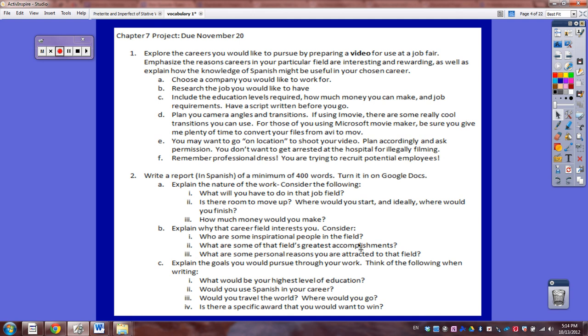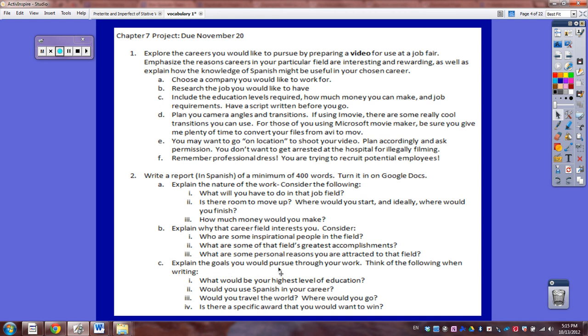Who are some inspirational people in that field? So I really want to be a garbage dude. Well, Jerome the garbage dude is my inspiration, so I'm going to go after him. Really famous. I want to be a president, so I'm going to really look up to Barack Obama. I want to be just like him. So how has he impacted that field? What are some of the greatest accomplishments? Well, I want to be a cancer researcher, and this person invented this drug, and that sort of thing. What are some personal reasons you're attracted to that field? I really want to save people from roller coaster accidents, so I want to be an engineer.